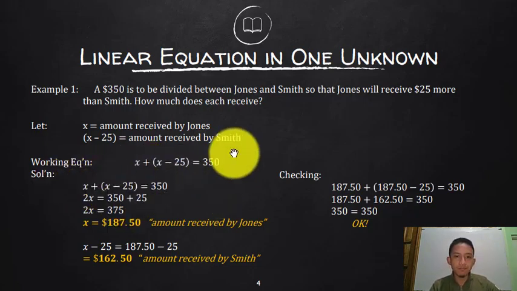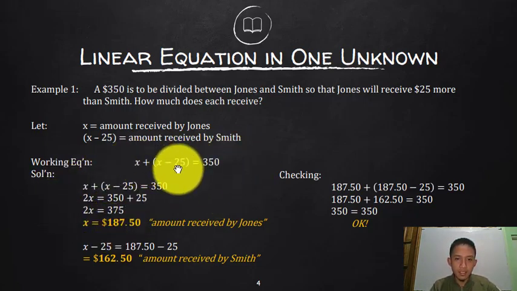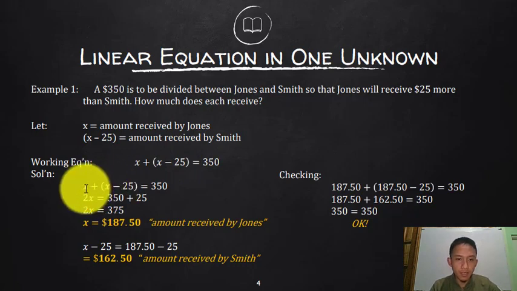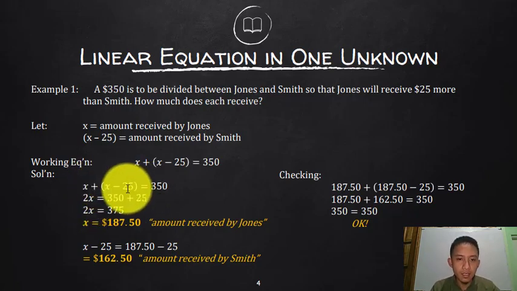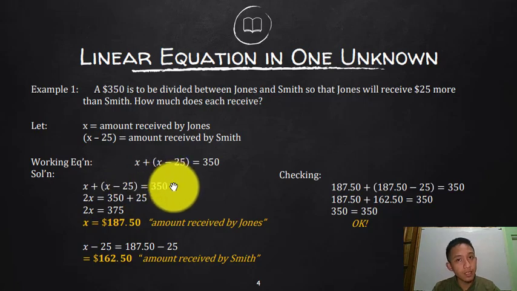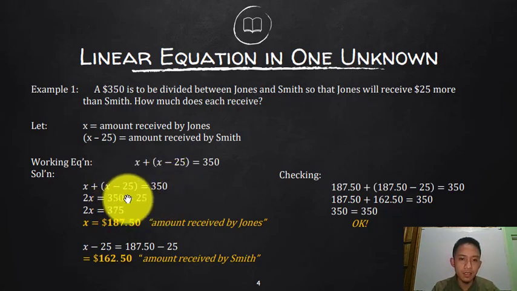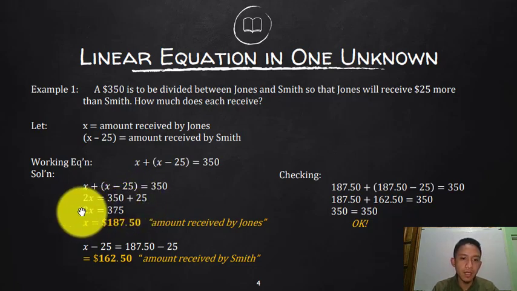Now solve. So this is our solution. Since this is one equation, one unknown, you only need one equation, so we're good. We are ready to solve that. Just play around with it. You can erase the grouping sign since there is no effect, since that is plus. So x plus x is 2x. That negative 25 will go to the other side, so that will become plus. Then 2x equals 350 plus 25, that is 375. Divide both sides by 2, and you will have the x value as 187.50.